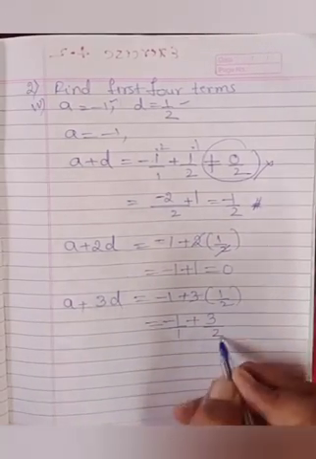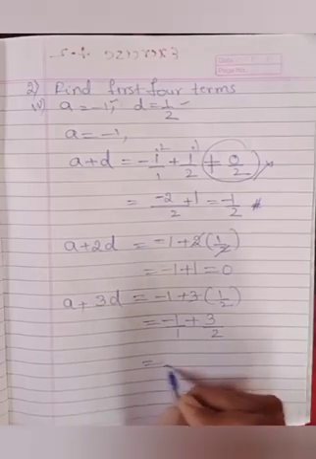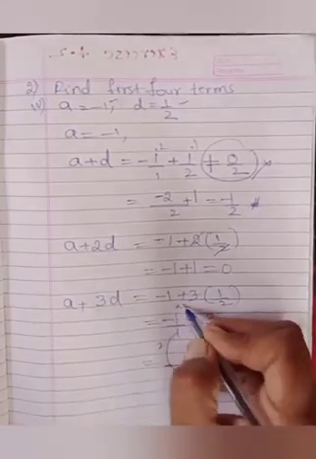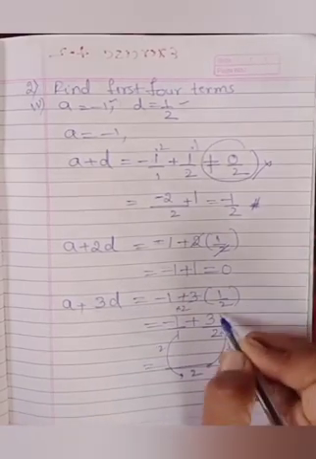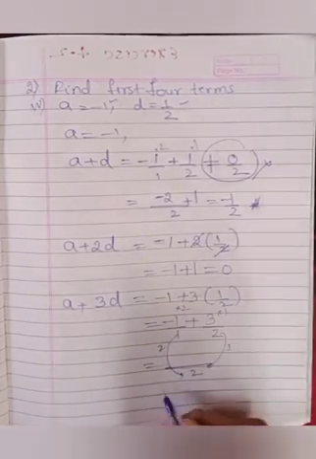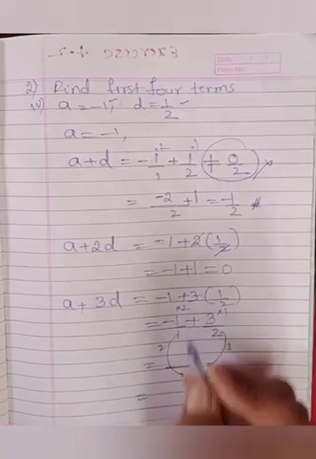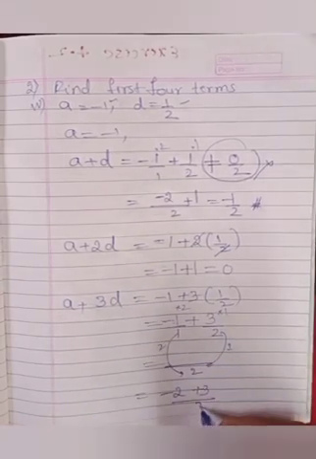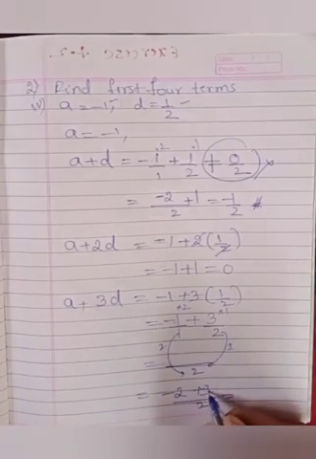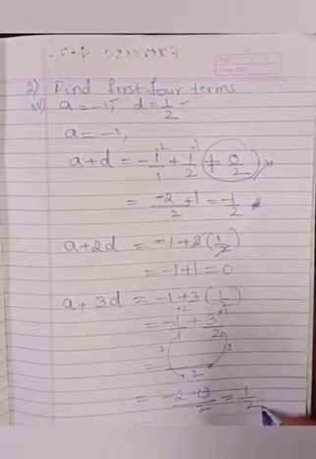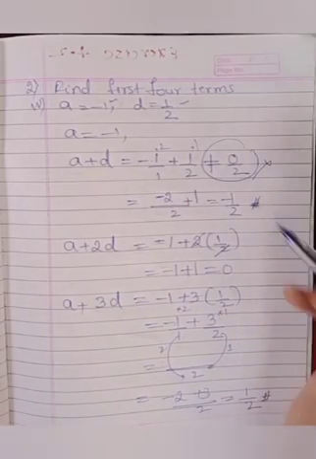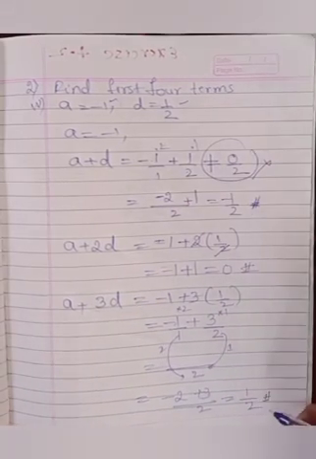Yes, now take the LCM. LCM of 1 and 2 is, of course, 2. 1 twos are 2, and you write this 2 here. 2 ones are 2, and you write 1 here. So next, multiply 1 and 2: minus 2 plus 3, 1 threes are 3, 2. Very simple. Minus 2 plus 3 is 1, so it is 1 by 2. So these are the 4 terms. That is minus 1, minus 1 by 2, 0 and 1 by 2.